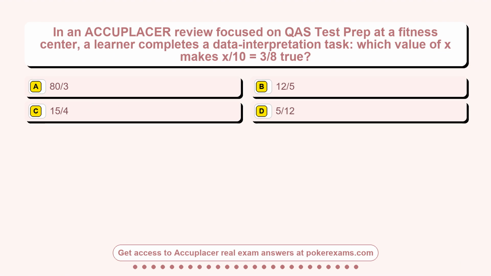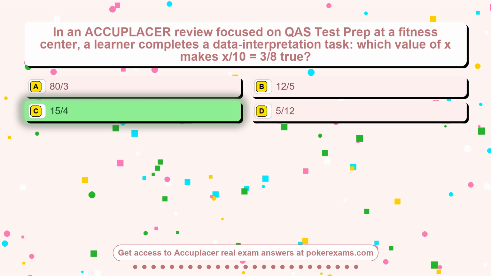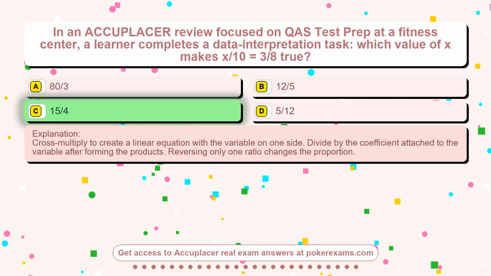Question 16. In an Accuplacer review focused on QAS test prep at a fitness center, a learner completes a data-interpretation task. Which value of x makes x/10 = 3/8 true? Option A, 80/3. Option B, 12/5. Option C, 15/4. Option D, 5/12. The correct answer is option C, 15/4. Cross-multiply to create a linear equation with the variable on one side. Divide by the coefficient attached to the variable after forming the products. Reversing only one ratio changes the proportion.